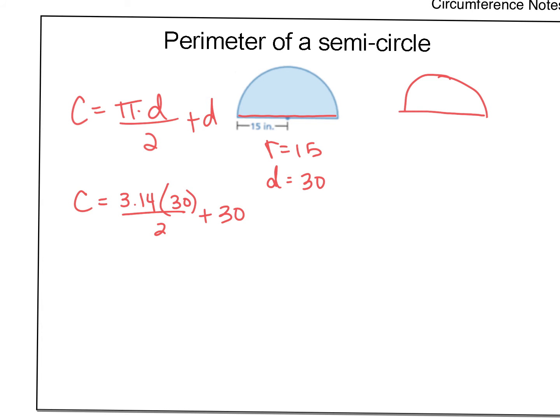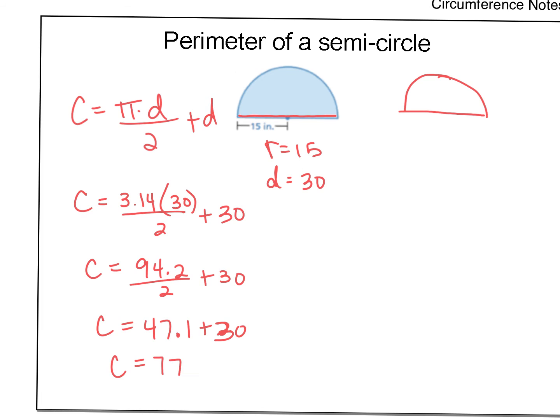Okay, so 3.14 times 30 is going to give me 94.2. I'm going to cut that in half because it's half of a circle, and then I will add my diameter back on. So 94.2 divided by 2 is going to give me 47.1, and I have to add on my diameter of 30. So my final circumference is 77.1, and don't forget we need units, and my units in this case is inches. So the circumference of this half circle is 77.1.